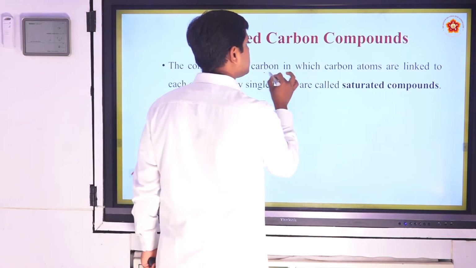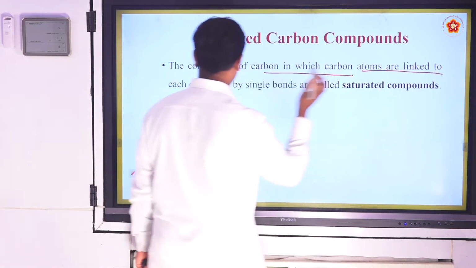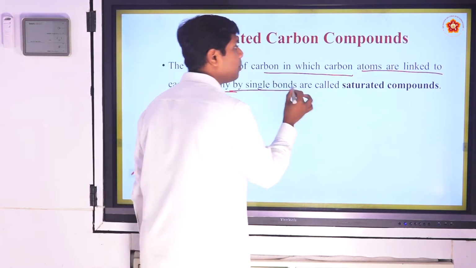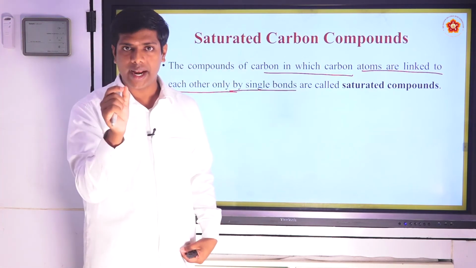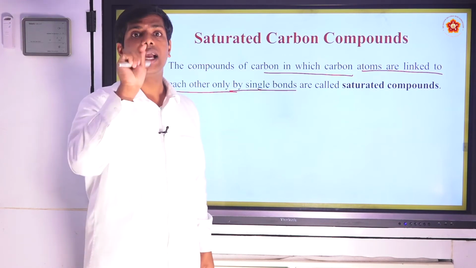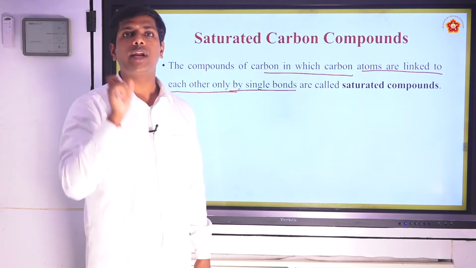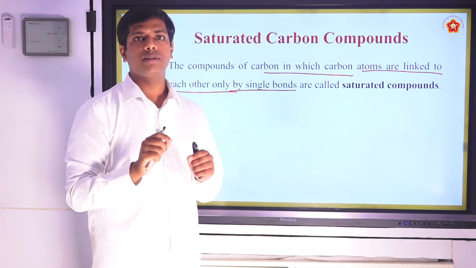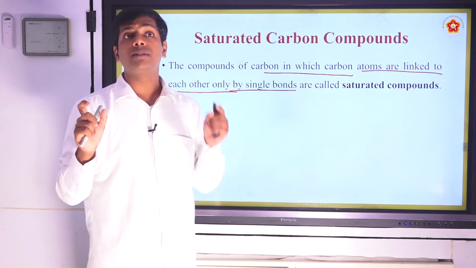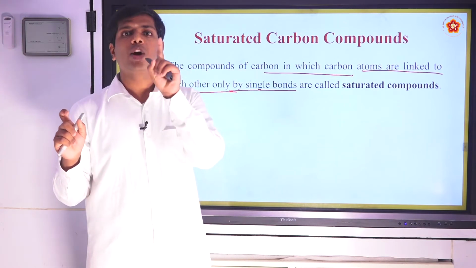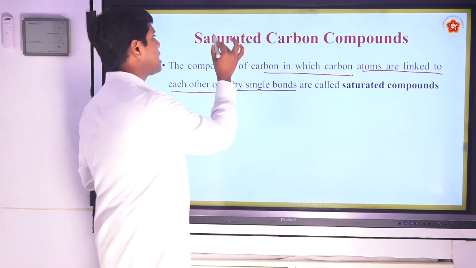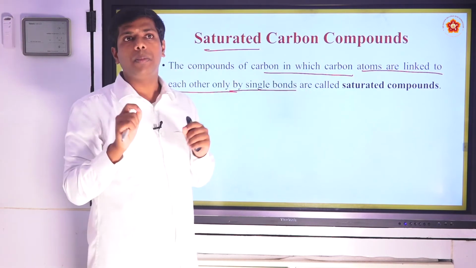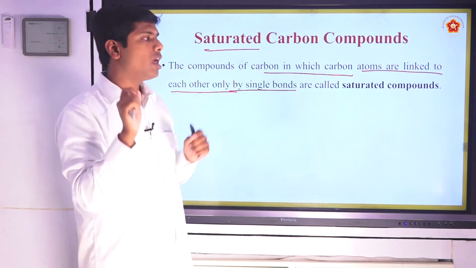Compounds of carbon in which carbon atoms are linked to each other only by single bonds, meaning between the two carbon atoms they are linked by a single covalent bond, are called saturated compounds. Remember, saturated means single covalent bond between the two carbon atoms.